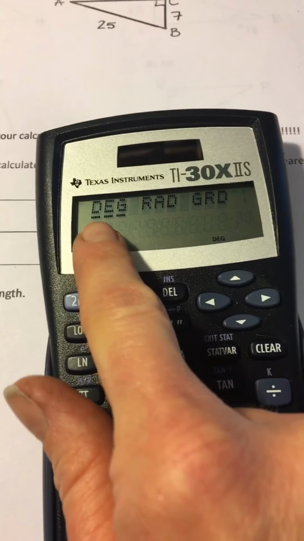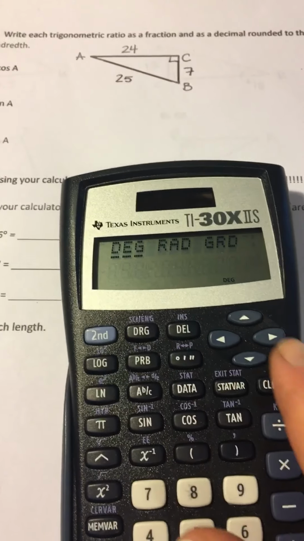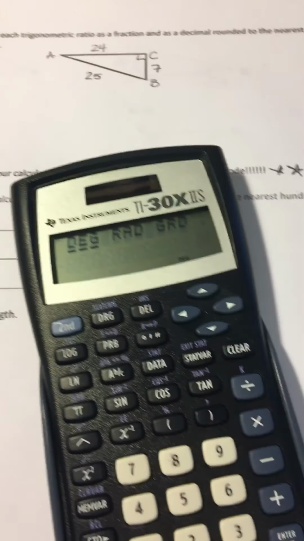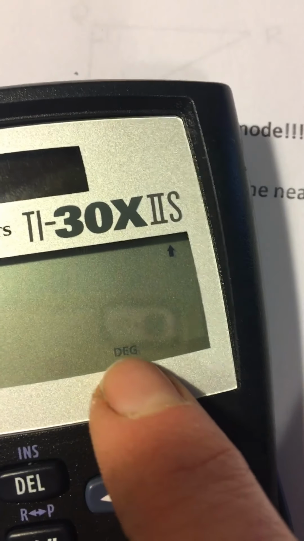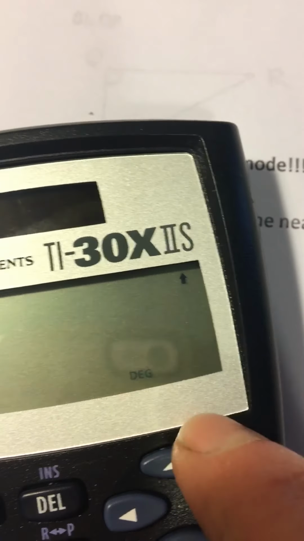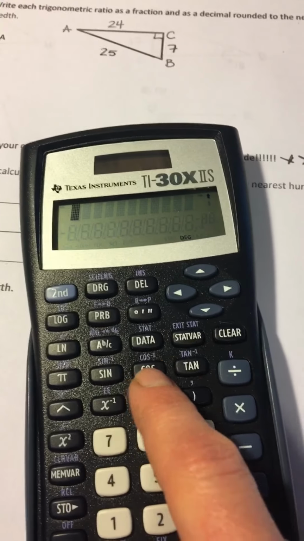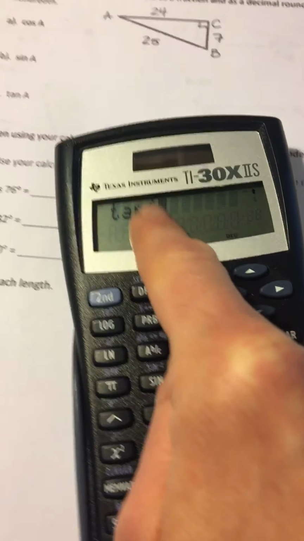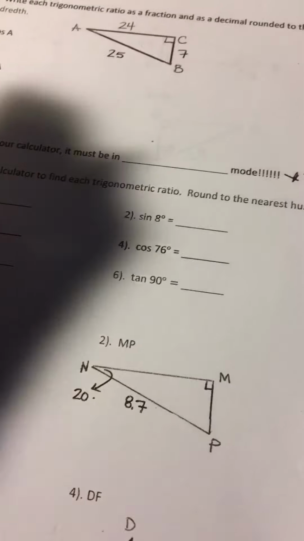When you hit that button, see how it has DEG, RAD, and GRD. You want DEG to be underlined. This little arrow will move it to the different selections. You want DEG underlined, and then you can just press enter and you're back to good. Another thing to look at, it's right there, DEG. Here are your trig functions on your calculator: sine, cosine, tangent. And you'll notice as soon as you plug one of them in, it automatically puts parentheses. So that's how you're going to use your trig functions on here. So always make sure your calculator is in degree mode.